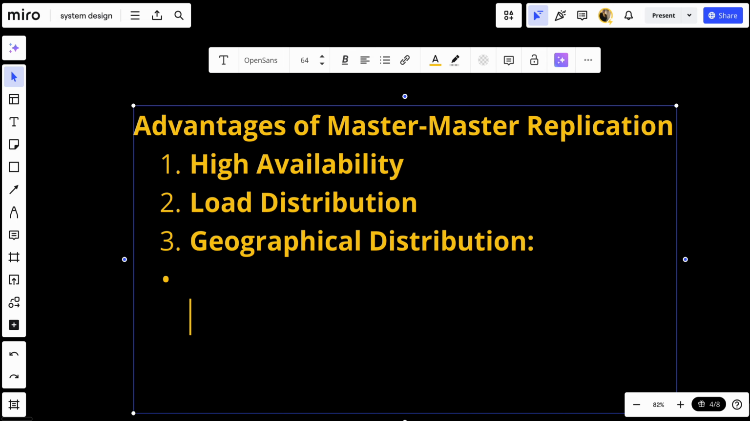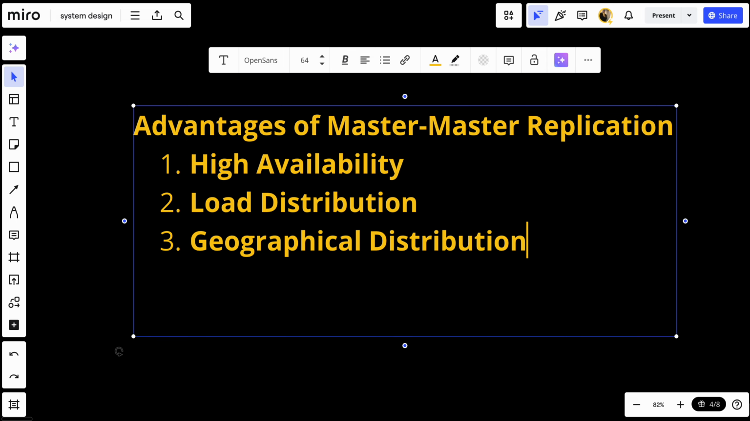Number three, geographic distribution. Master-master replication is particularly useful in multi-region or global systems. Writes can occur at local nodes, and the data is replicated to other regions, reducing latency for users in different locations.